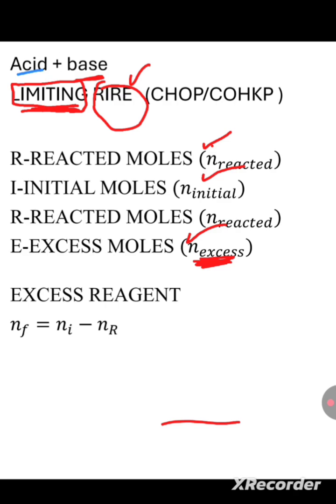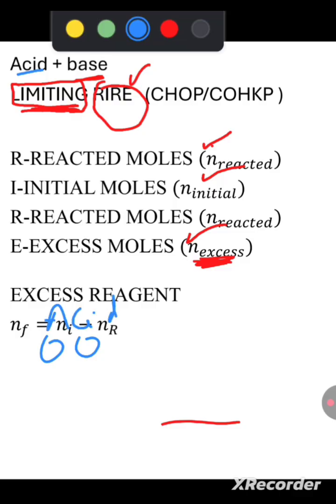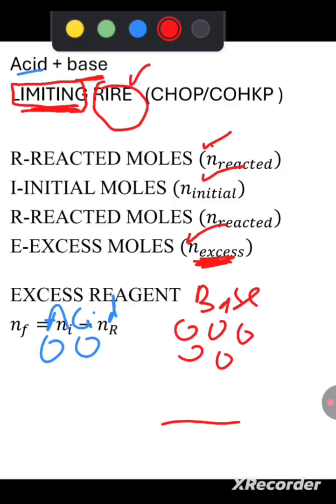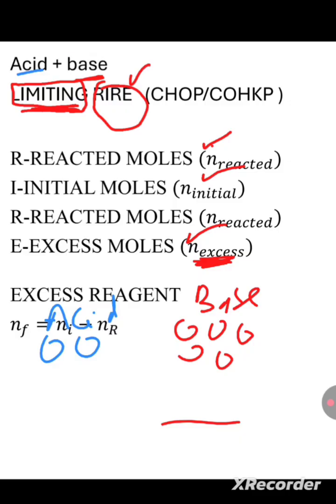Just like I have demonstrated, say I have 2 moles for the acid, and I have 5 moles for the base initially. Now, what will happen when you react these two? Remember, you initially have 5 moles on this side, and 2 moles on this side. What will happen there?